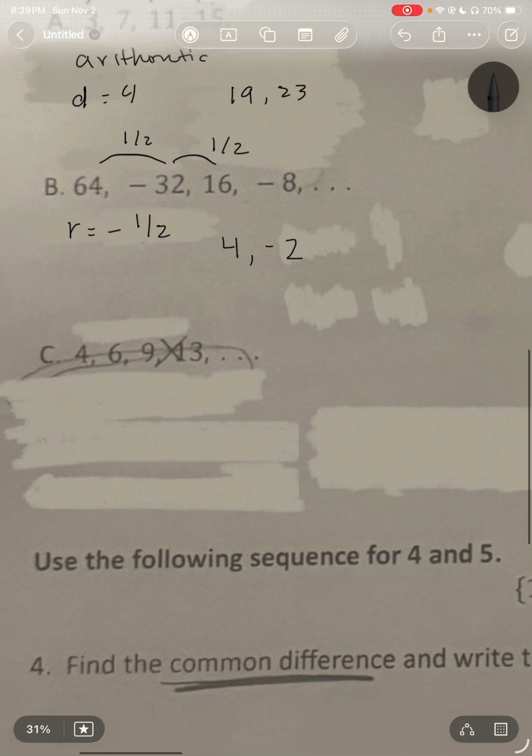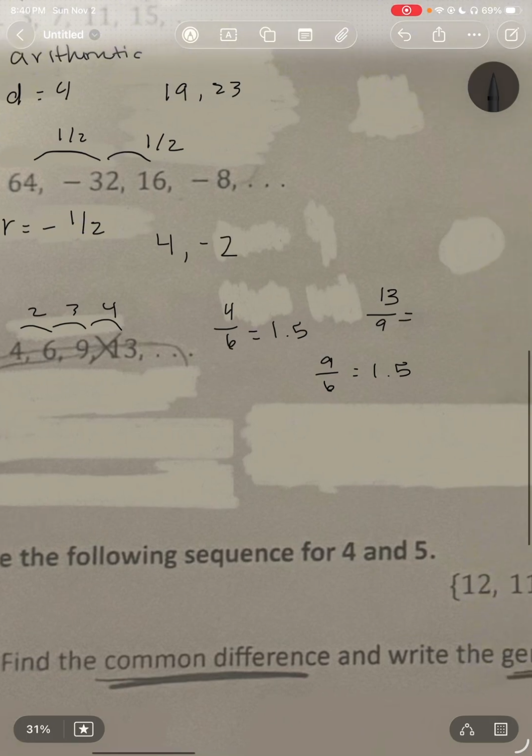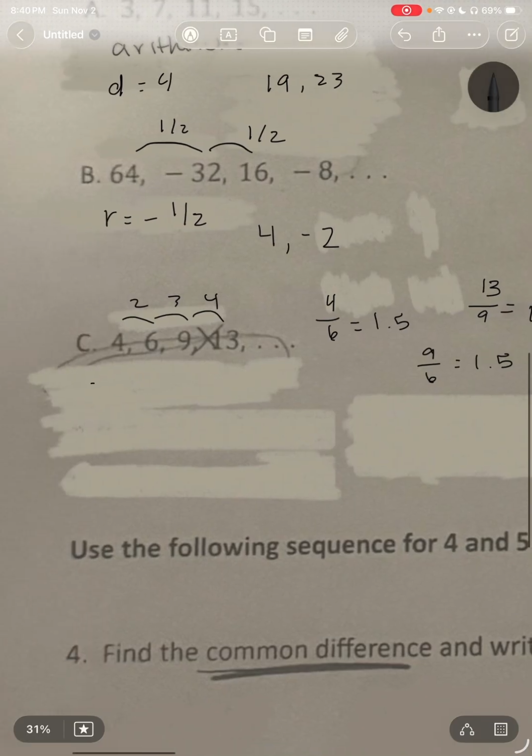Right, moving on. Here we see that this is increasing by 2, this is increasing by 3, this is increasing by 4. So it is not arithmetic. And then if we do 4 over 6, that gives us 1.5. If we do 9 over 6, that gives us also 1.5. However, when we do 13 over 9, that gives us 1.4 repeated. So it's not geometric, so it's neither.